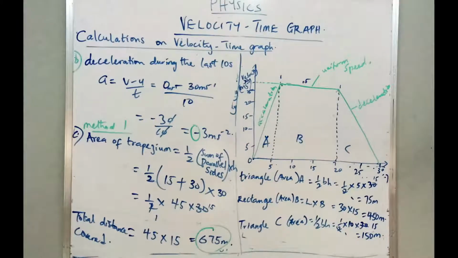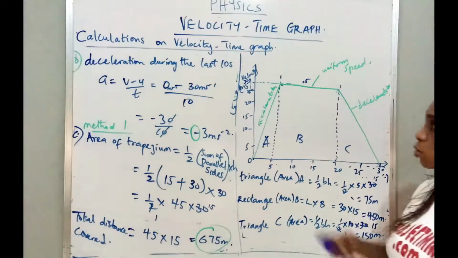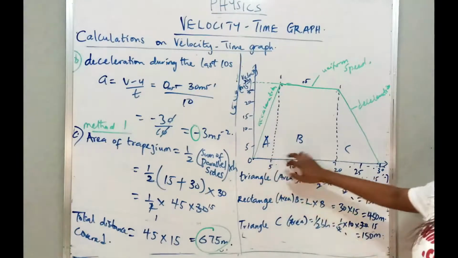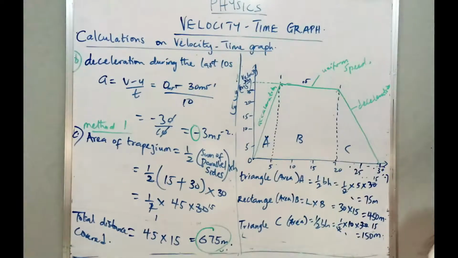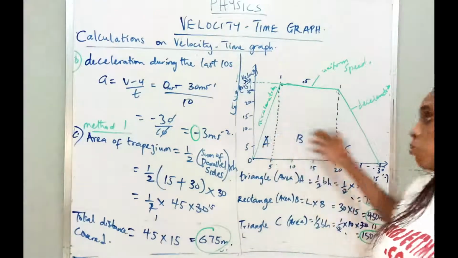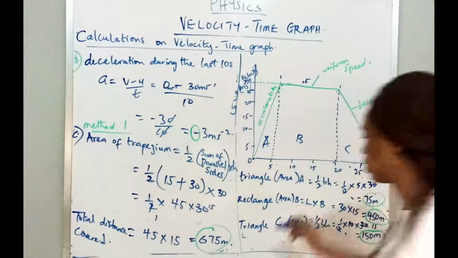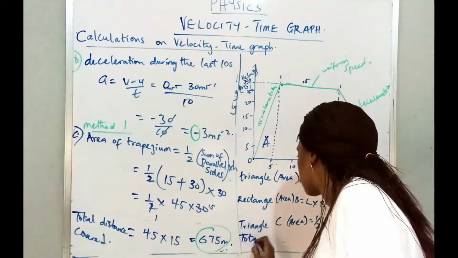Now don't forget, I said in order to get the total distance traveled, I'm going to sum the area of the three shapes under this velocity time graph. Sometimes you may have more than three shapes in your velocity time graph. So now the total distance traveled.